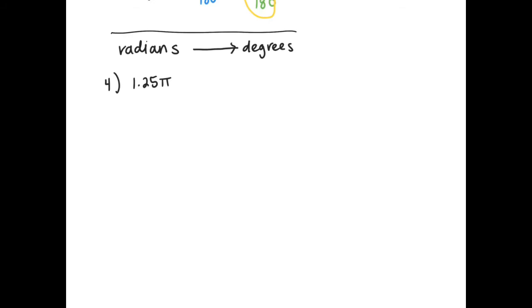So I have 1.25 pi. I need to multiply that by 180 over pi, so my pi's will cancel. That is a goal 95% of the time. So I'm just going to do 1.25 times 180. When you do that, you should get 225 degrees.